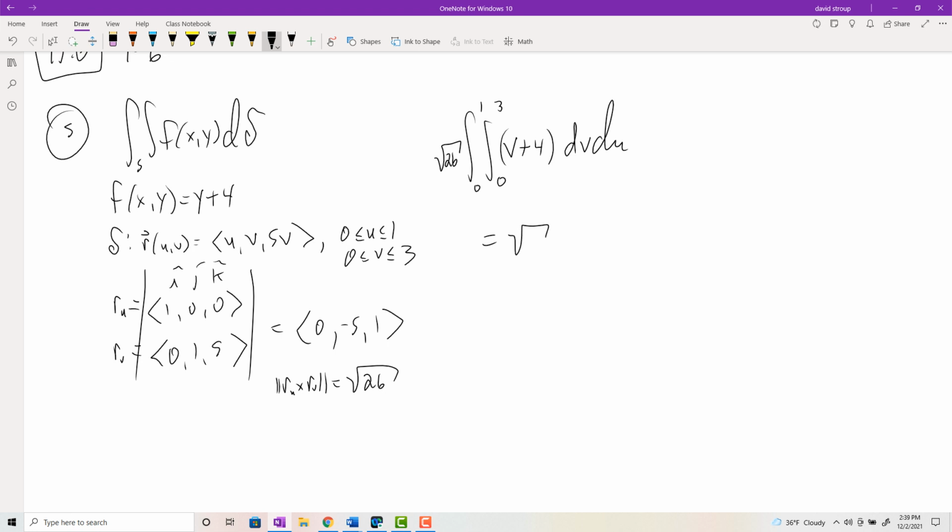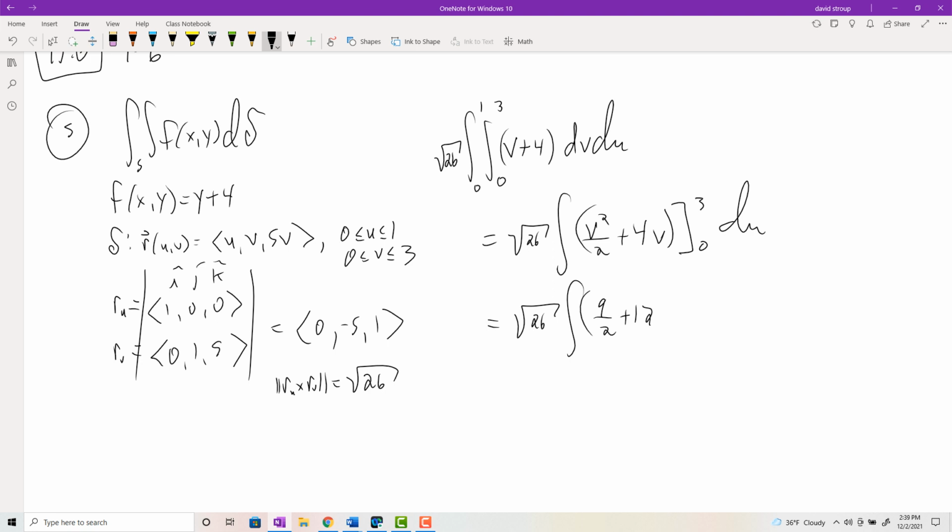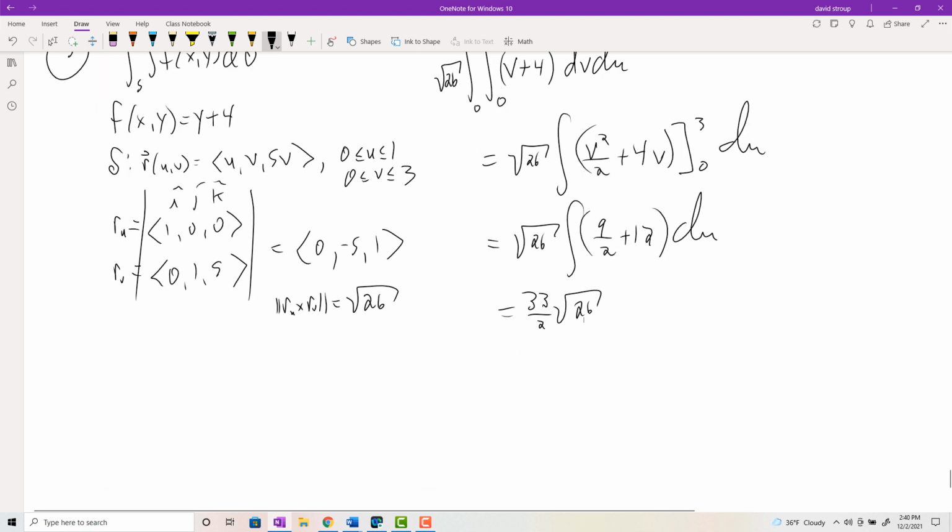So anyways, I got square root of 26, integral of v squared over 2 plus 4v from 0 to 3, du. So this will be square root of 26 times the integral of 9 halves plus 12 du. 9 halves plus 12 is 9 halves plus 24 halves, which is 33 halves, which I can factor out of the integral. And then the integral of du is just u, evaluating from 0 to 1 will just give me 1, so it should just be 33 halves root 26. Okay.